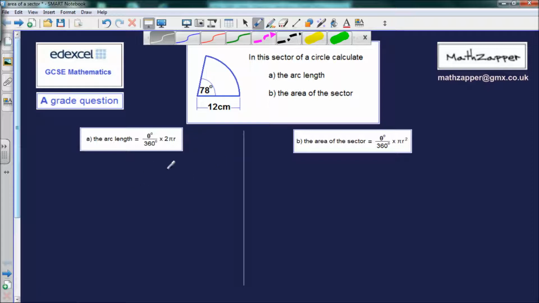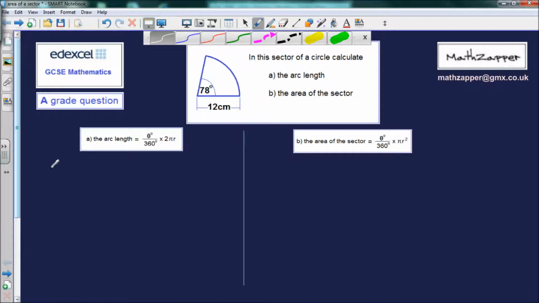Now it's just worth making a note that arc lengths are part of the circumference of a circle, so they relate to the circumference. So that's why we've got 2 pi r, which is the formula for the circumference. And it's a fraction of the circumference, and the fraction is found by the angle at the centre divided by 360. It's that simple. So all we have to do now is to sub in the values into the formula, and we should get the answer fairly quickly.